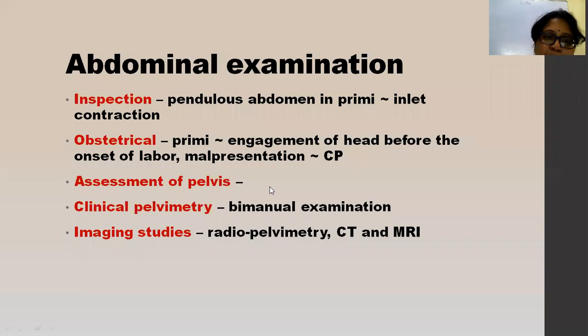Now, how do you actually conclude? How do you diagnose it? By clinical pelvimetry, supported by imaging studies. Clinical pelvimetry is bimanual examination to diagnose contracted pelvis. And imaging studies are X-ray radiopelvimetry, CT or MRI.